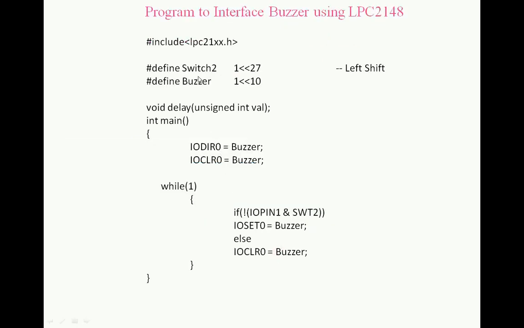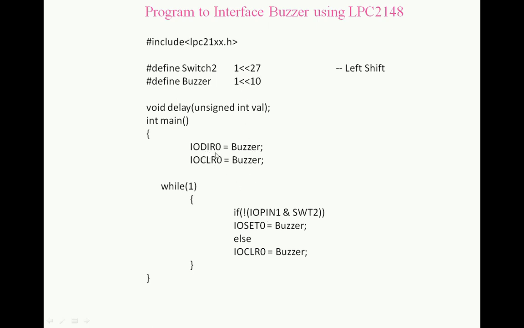At the very beginning, I am storing in the switch variable the 27th pin as 1, that is, I left shift 1 by 27 times, and that is stored in SWT2. In the buzzer variable I am storing 1 shifted 10 times. This is the left shift operator. Why I am doing this is because the buzzer is connected to the 10th pin of port 0, and the switch 2 is connected to the port 1 27th pin, right?